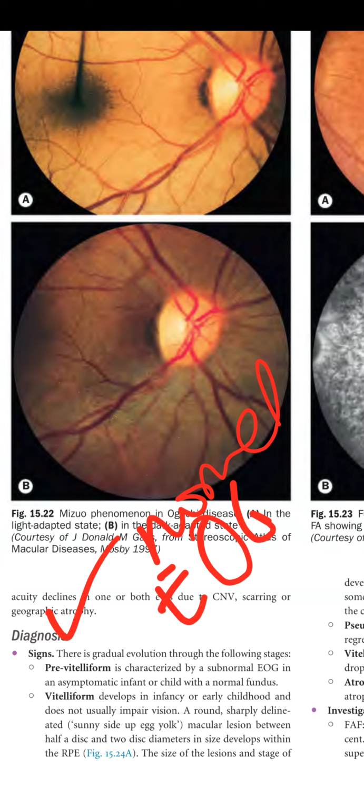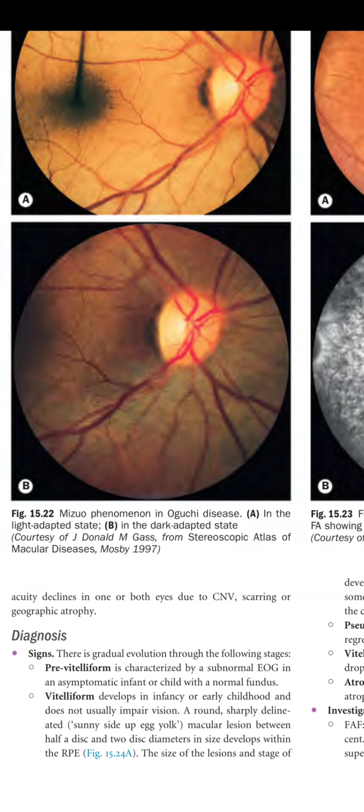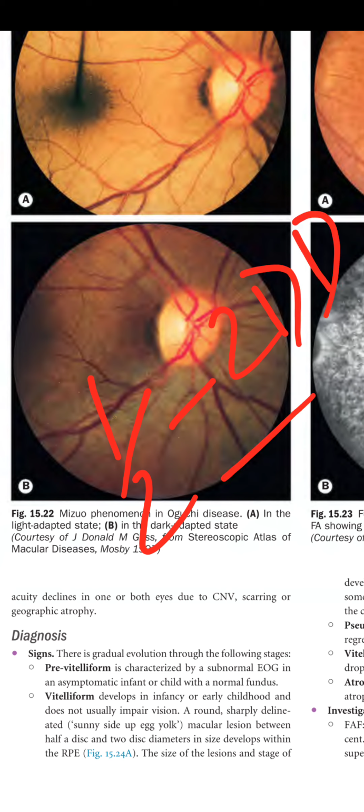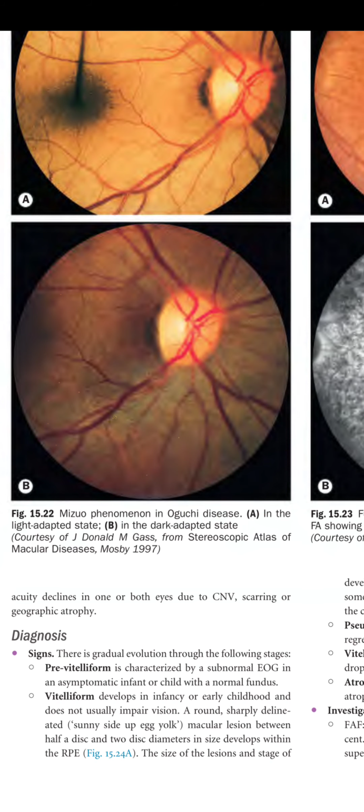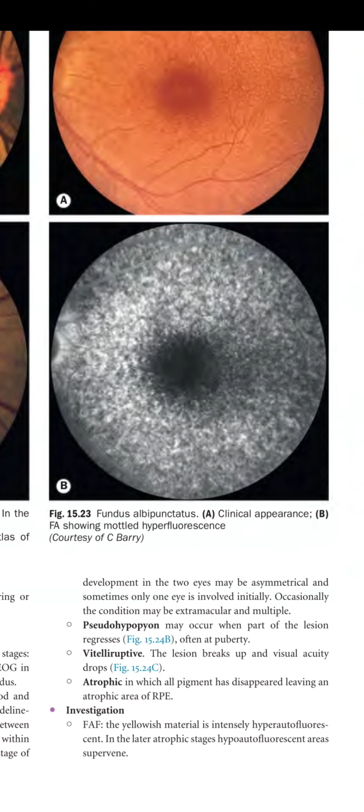Then the vitelliform stage develops in infancy or early childhood and does not usually impair vision. A round or sharply delineated sunny side up egg yolk macular lesion, between half a disc and 2 disc diameters in size, develops within the RPE. The size of the lesion and the stage of development in the two eyes may be asymmetrical, and sometimes only one eye is involved initially. Occasionally, the condition may be extramacular and multiple.